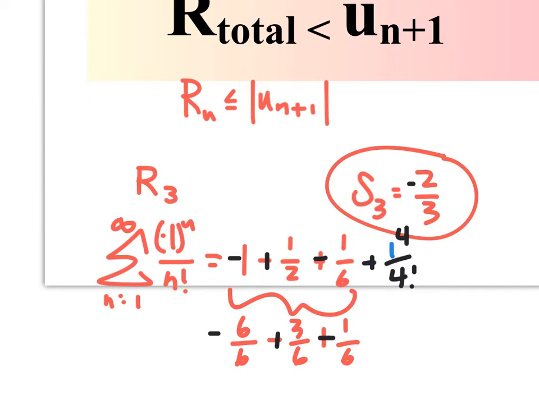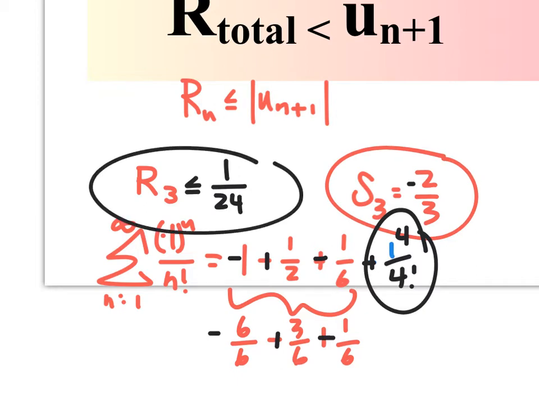When in actuality, this is how far off it would be from the actual. So R3, our error, will be less than or equal to 1 over 24. You just take the next term, its absolute value will give you how far off from the actual that would be.